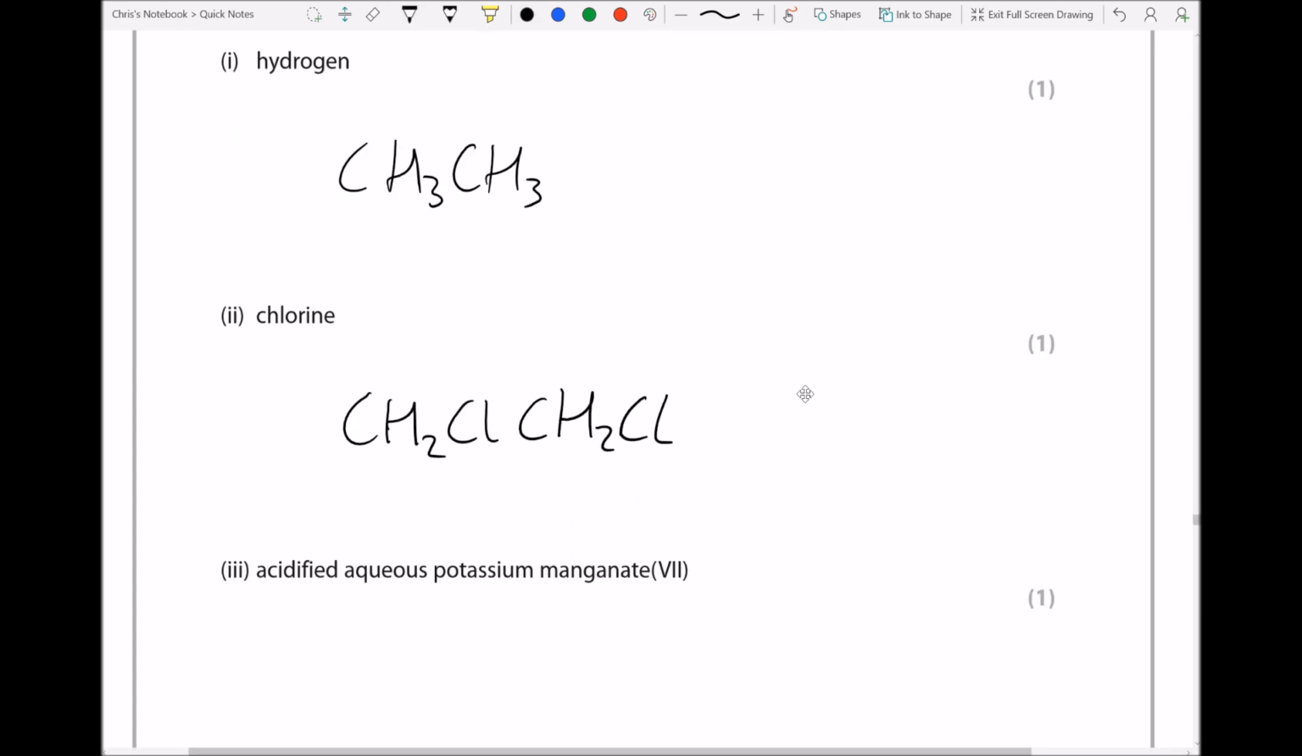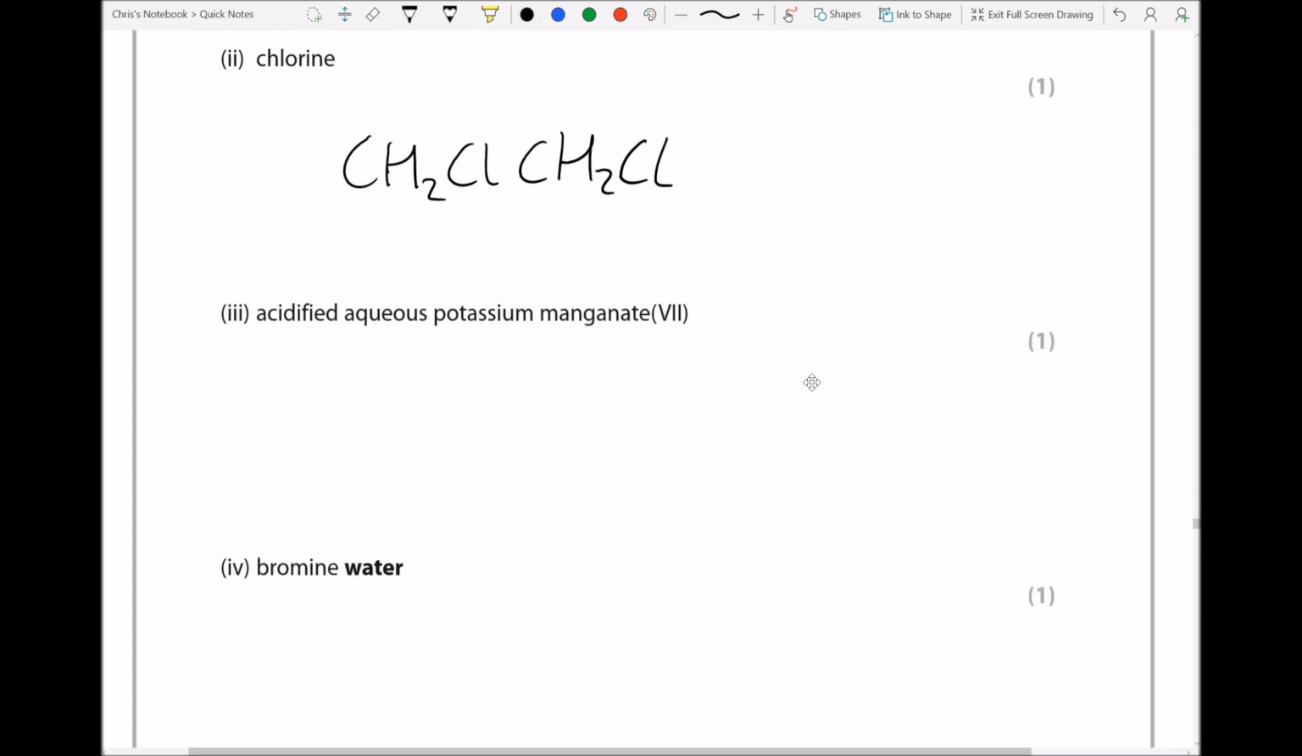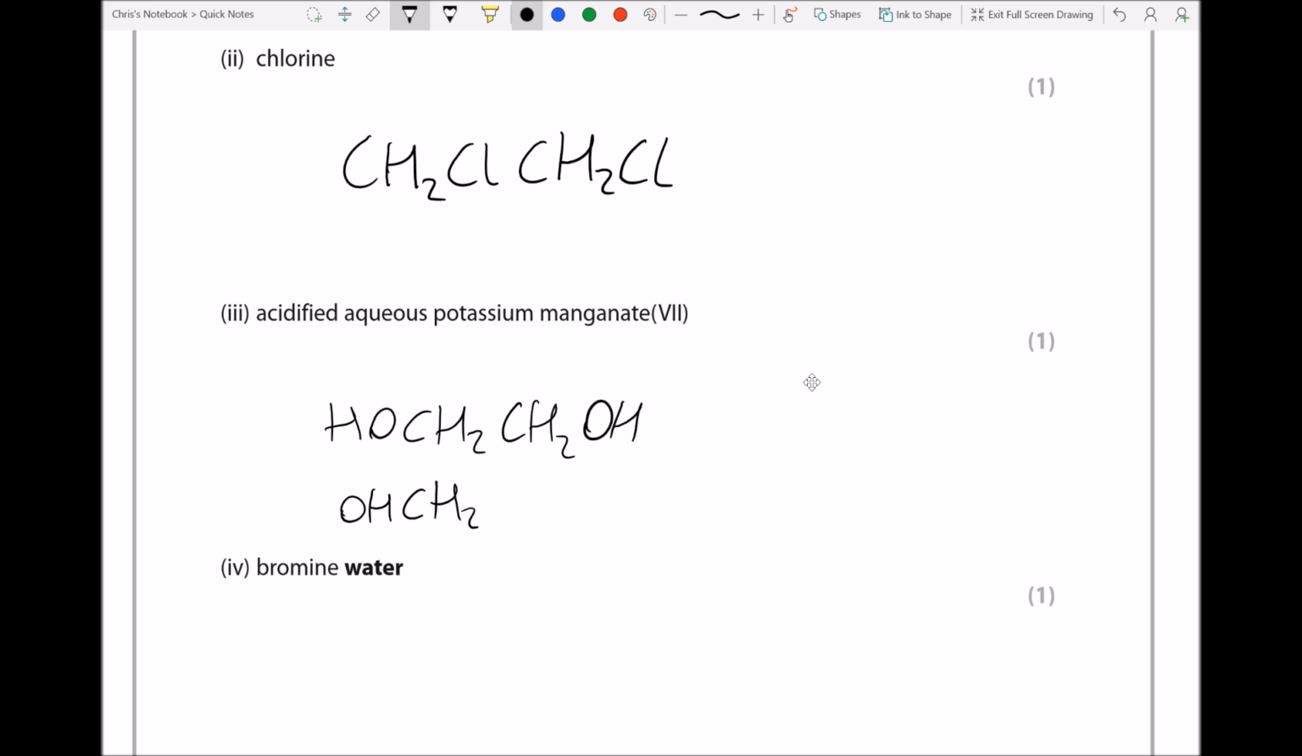Right, when we add acidified aqueous potassium manganate. Now, when we add this to an alkene, what we form is a diol. And diols are basically, you've got 2 alcohols. Now, you've got to make sure you draw this really, really carefully. Okay, so we've got CH2OH, CH2OH. Now, when I say carefully, what I mean is you can't put OH, CH2 like that. You can't do that. That's not allowed.